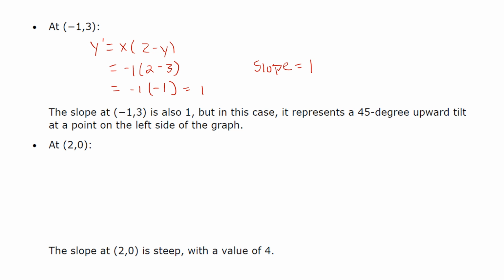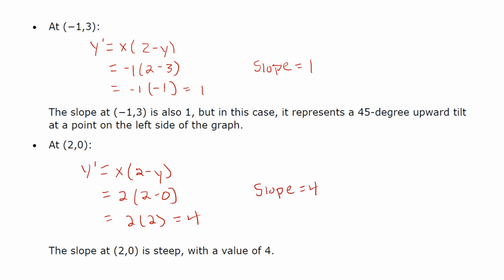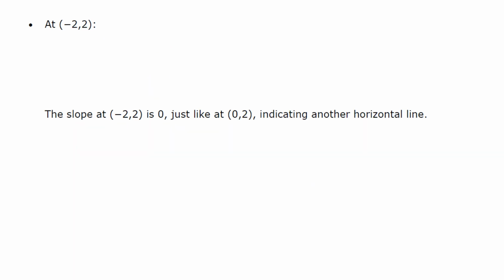Let's take our next point. y prime equals x times (2 minus y). Substitute in our point, 2 times (2 minus 0), which equals 4. So we have a slope of 4. This is going to be a very steep slope because our slope here is 4.